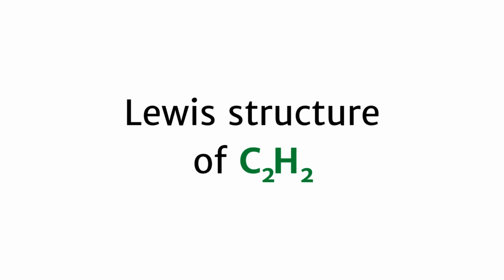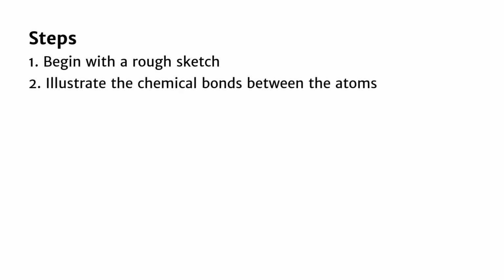Let's depict the Lewis structure of C2H2, also known as acetylene. We'll use 5 simple steps to accurately depict the Lewis structure of C2H2. First, we'll draw a rough skeleton structure for C2H2. Next, we'll illustrate the chemical bonds between each atom.